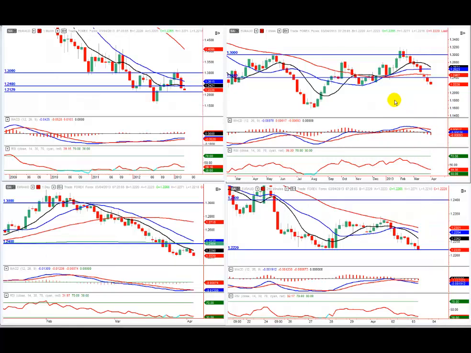And if we come up here to the weekly chart, you can see how far this price has got potentially to move. So there's plenty of movement to the downside as this downtrend continues. So that's what I'm looking for here on Euro AUD.